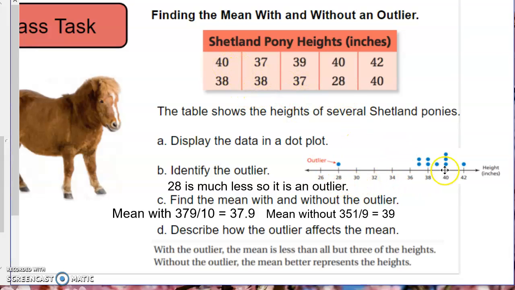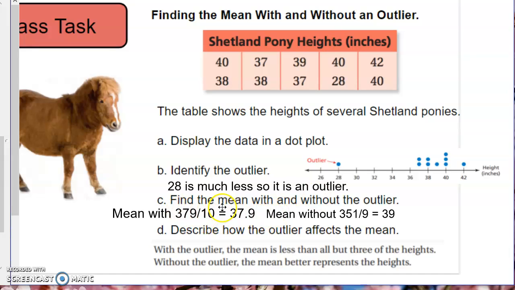So you can see 40 is right there, 38 is right there, 37 is right there, 38 is there, and 39, and so on. Now, you'll notice that there's one value over here that is a lot different than all of these values, and that number is 28. And that one is what we would call the outlier. 28 is much less than the other values, so that is an outlier.